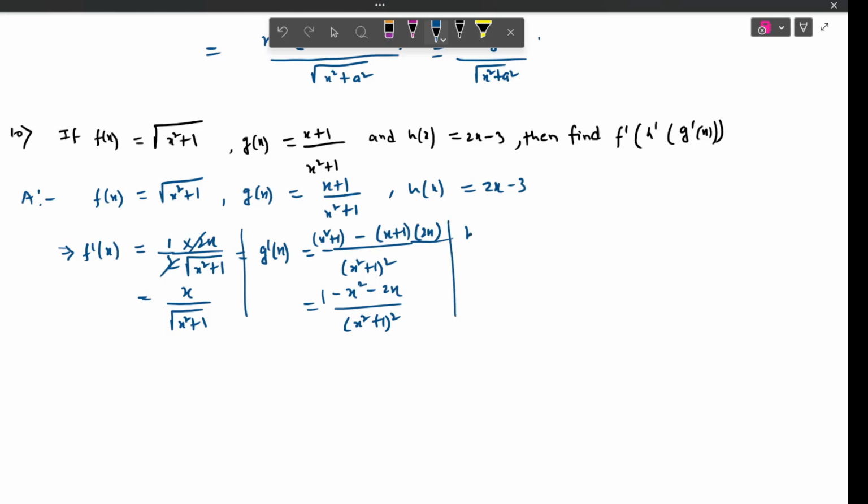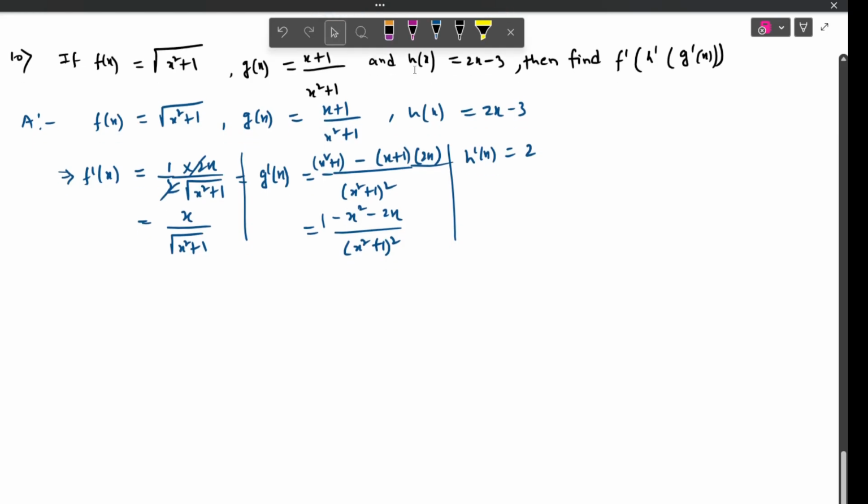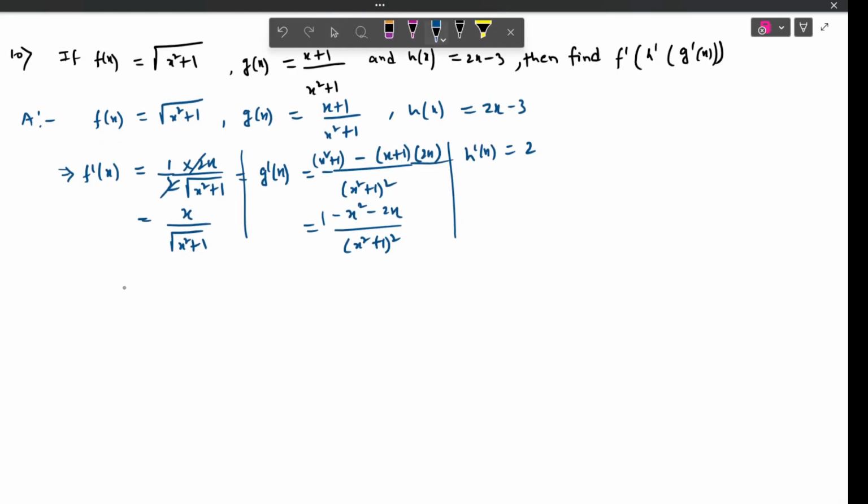And what is the derivative of h of x, that is h dash x, that is 2. Right. Now see, h dash x is 2. Right. So what would be h dash of g dash x? So in place of x, we have to put g dash x. It would be 2 because here there is no x term. Right.